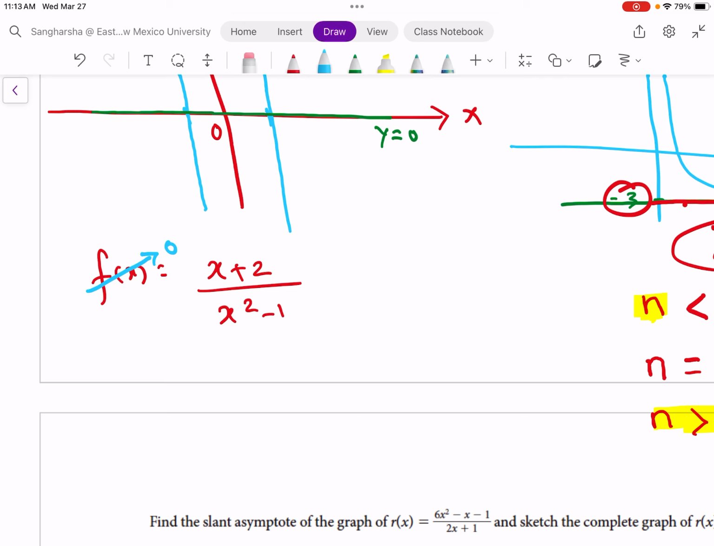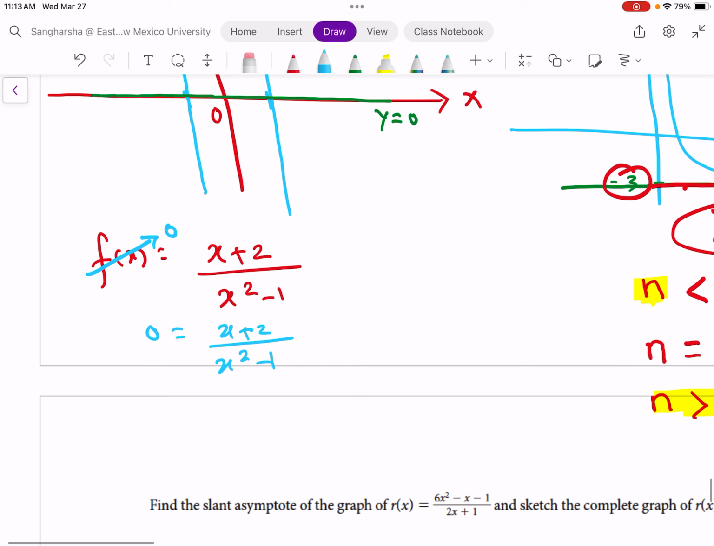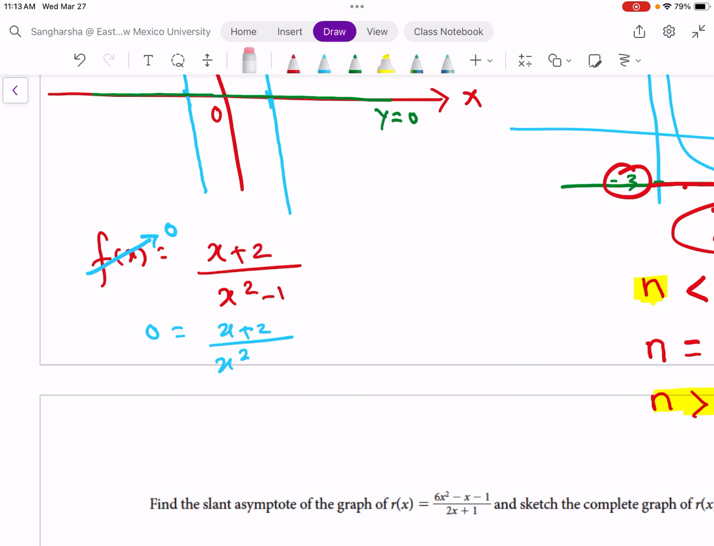Now let's solve this. So we have 0 equals x plus 2 over x squared minus 1. Now how do we get rid of this denominator x squared minus 1 from the right side?